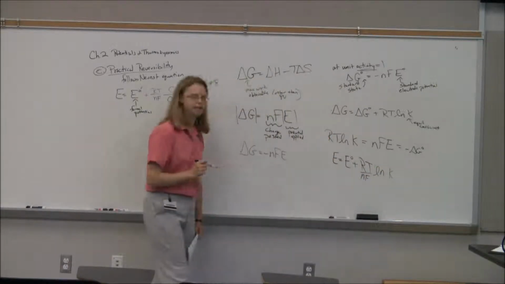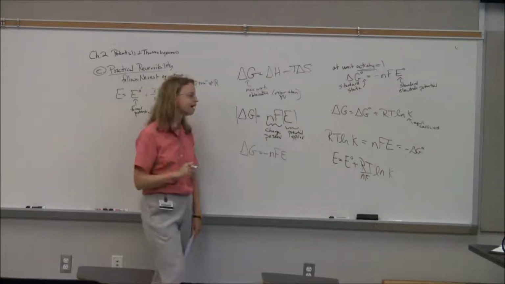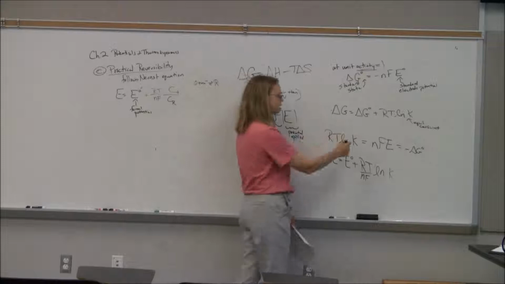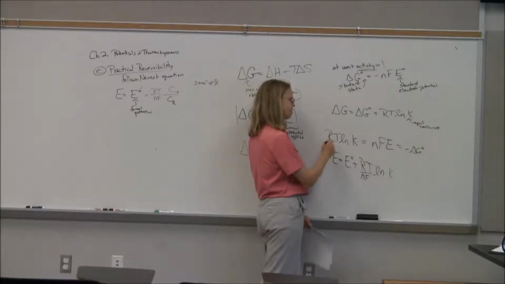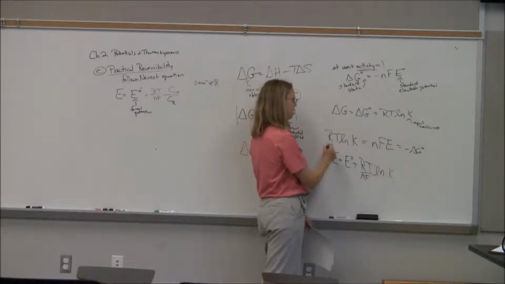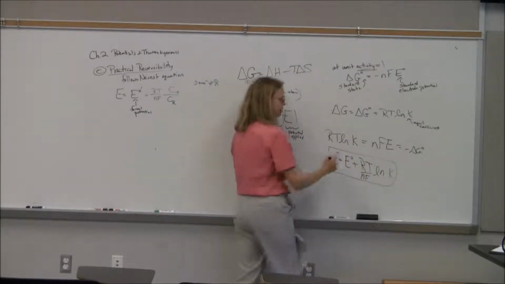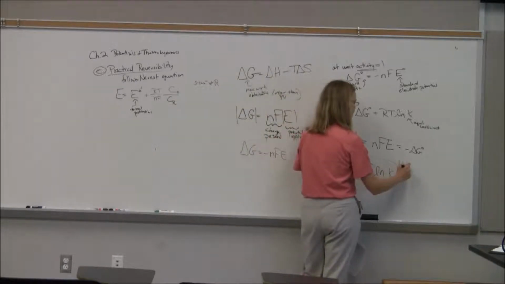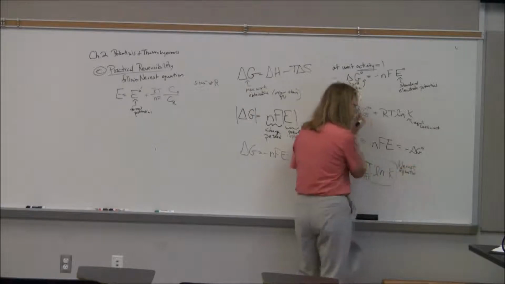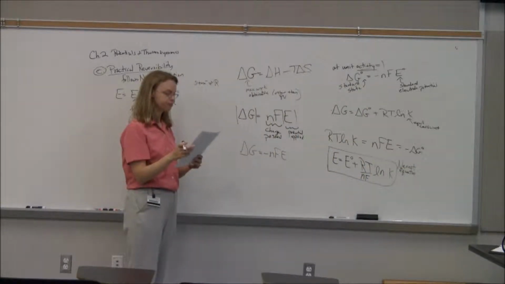Sometimes people write it as K, some people write it as Q if it's not at equilibrium. It won't matter today. But we can make them equal to each other. And then if they're not at equilibrium, we use this equation, and you end up solving that. So that gets us back to the Nernst equation.